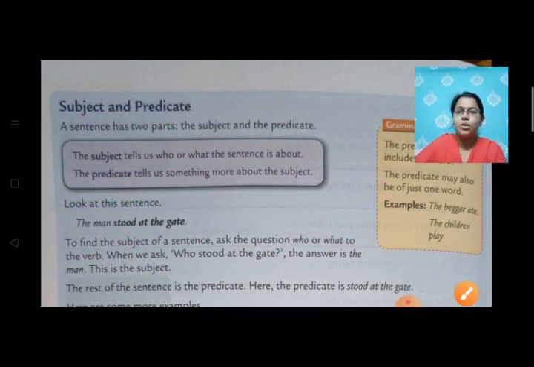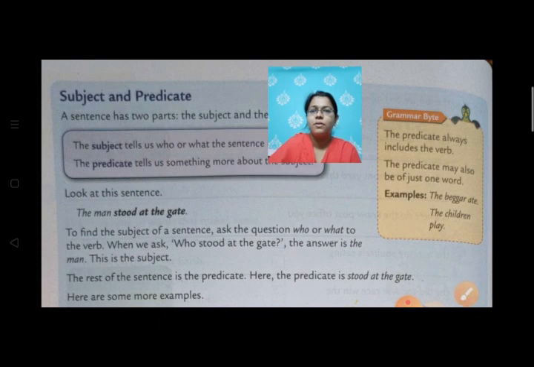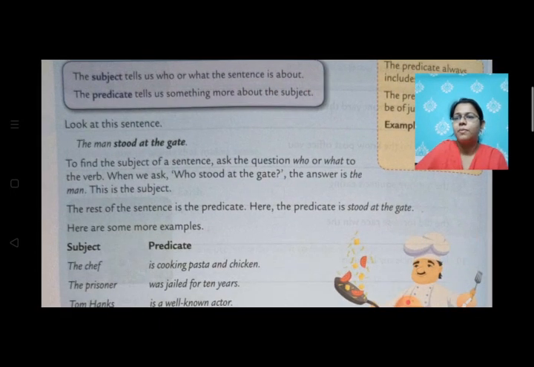Okay, now let's look at the sentence. The man stood at the gate. To find the subject of the sentence, ask the question who or what to the verb. When you ask who stood at the gate, the answer is the man, and this is the subject. The rest of the sentence is predicate, and here the predicate is stood at the gate.